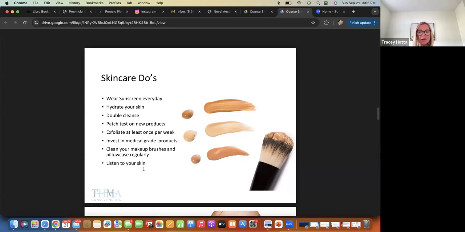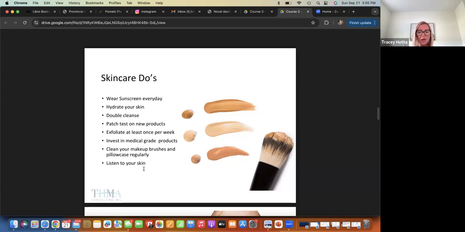You want to exfoliate at least once a week, and whether that's a physical exfoliant or a chemical exfoliant, it's up to you. But it is nice to exfoliate to just get rid of that dead skin layer on the skin so that your products penetrate a little bit easier and better. You want to invest in medical grade products because we do know that these have a higher percentage of active ingredients, so that we know that they're going to work well.